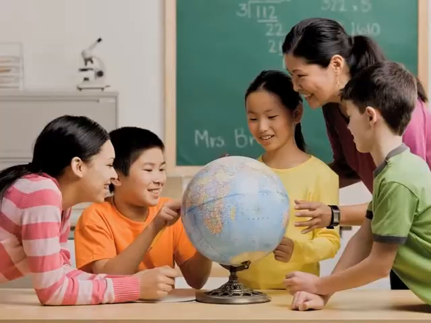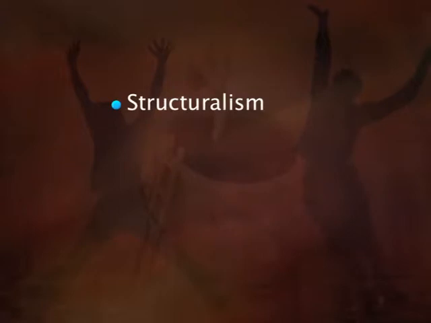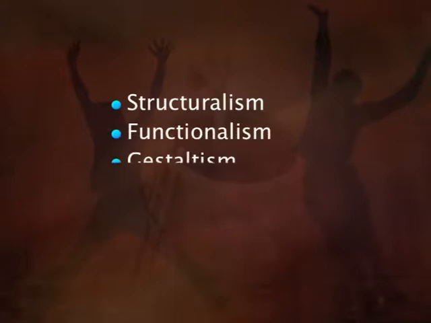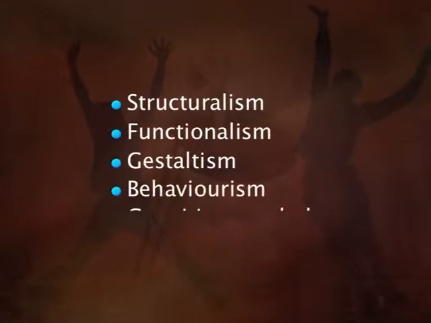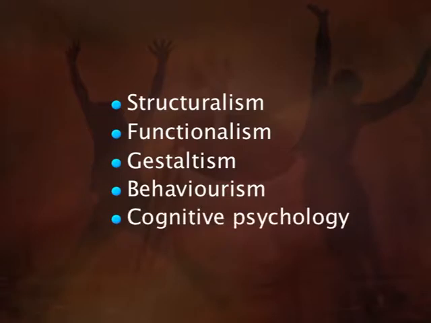Because of this background, many psychologists have come up with different disciplines or branches of psychology, and they have explored various meanings in the application of psychology to education. So there has been an emergence of different schools of psychology, for example structuralism, functionalism, gestaltism, behaviorism, cognitive psychology and many other branches that have evolved in this school of thought.